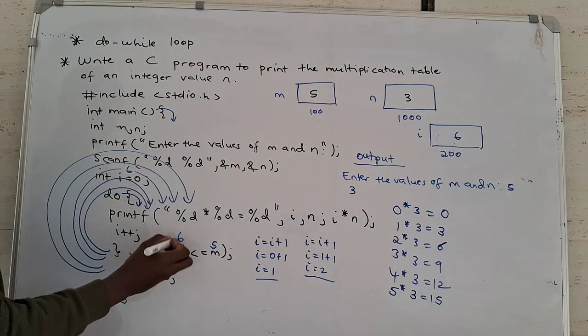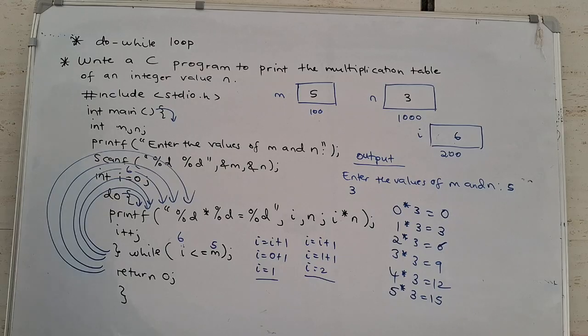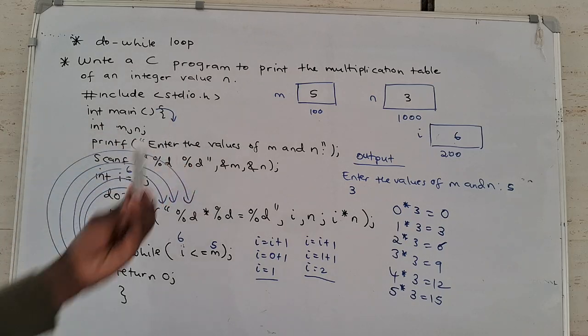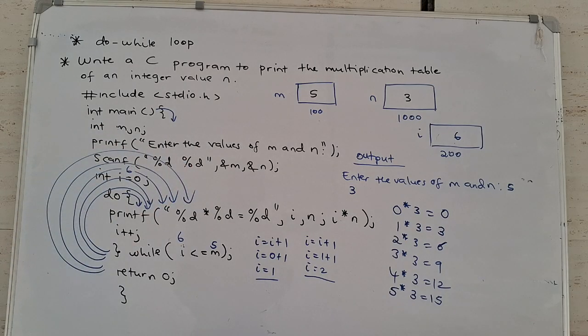Let's check. The condition is checked: 6 is less than or equal to 5. This is false, because 6 is greater than 5. It means the compiler is not going to enter into the do while loop again. So this is the output that you are going to generate.